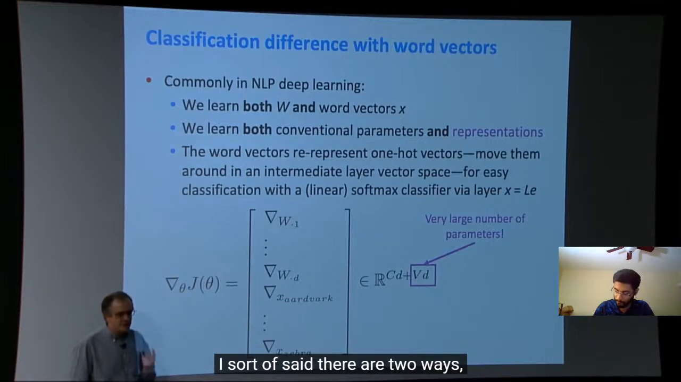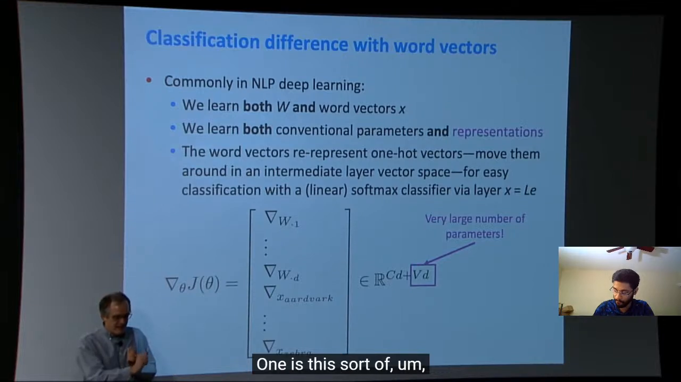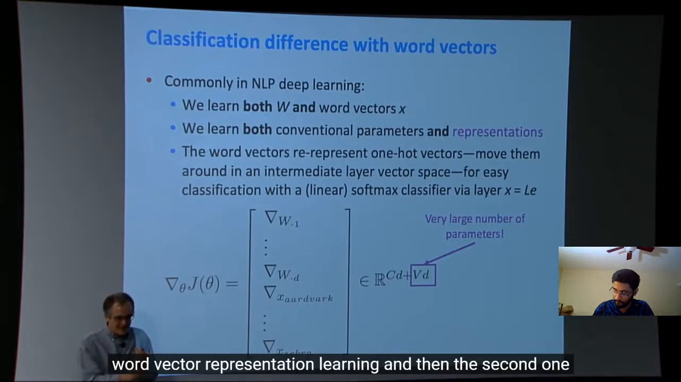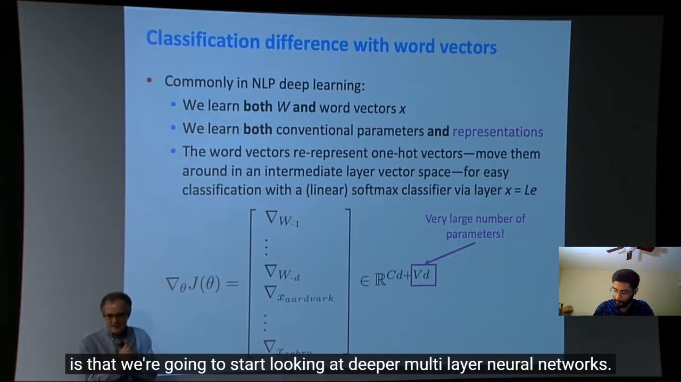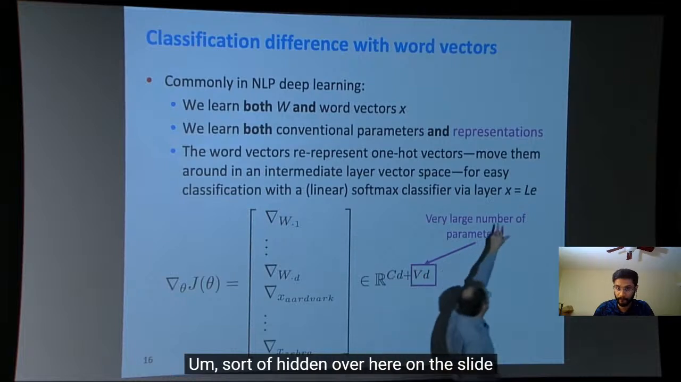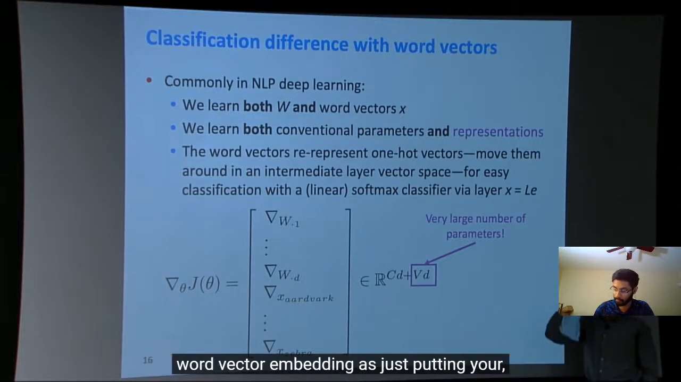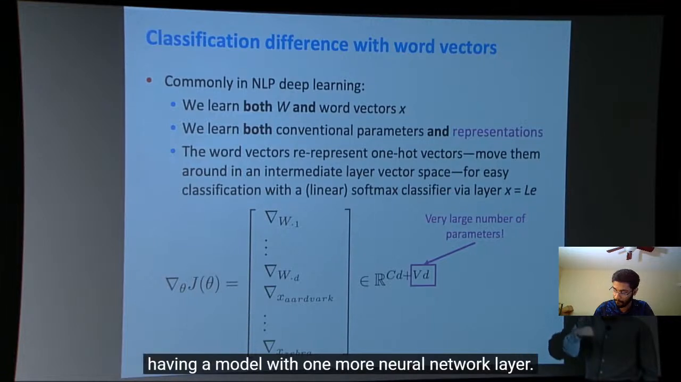Right, I said there are two ways. I was going to mention two things. One's this word vector representation learning, and then the second one is that we're going to start looking at deeper multi-layer neural networks. Sort of hidden over here on the slide is the observation that really you can think of word vector embedding as just having a model with one more neural network layer.